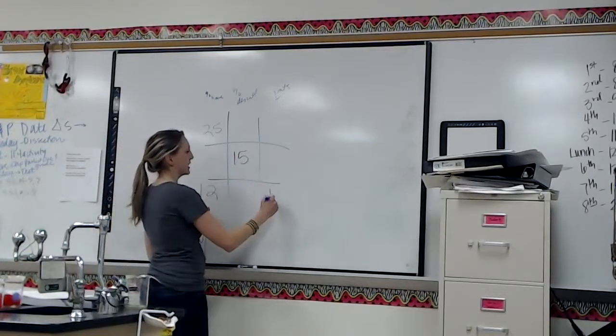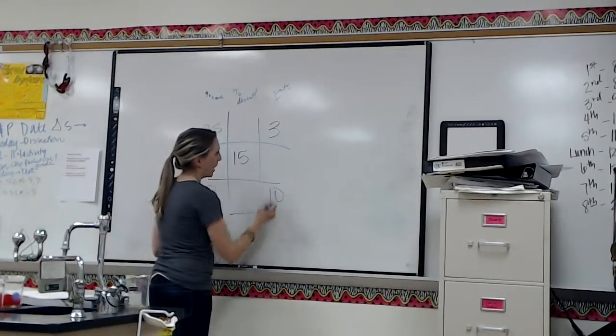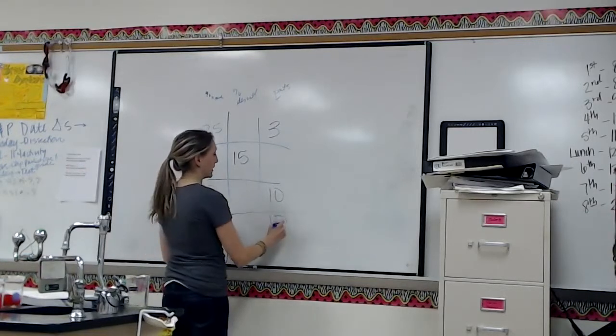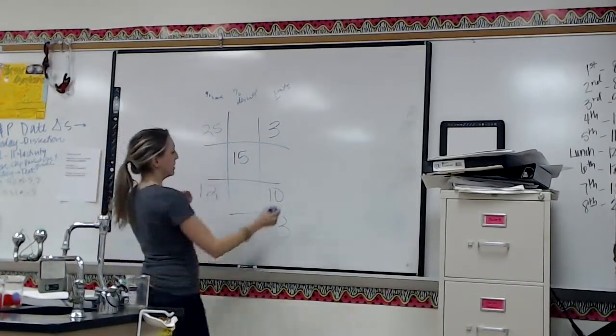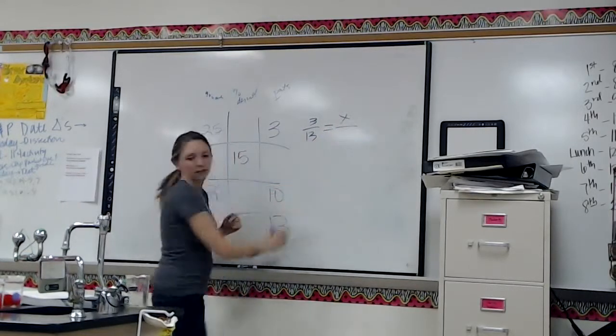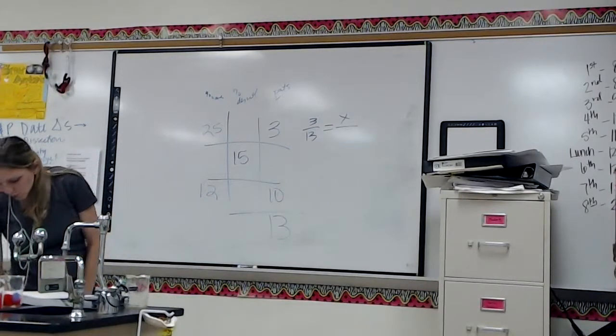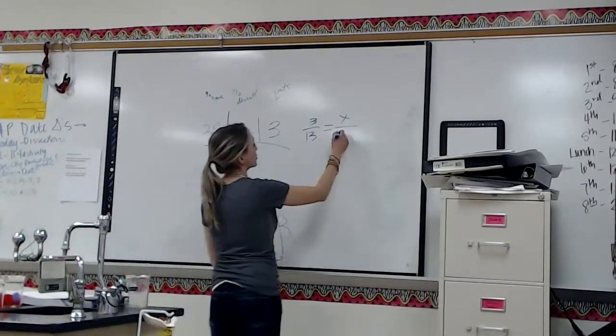25 minus 15 is 10. 15 minus 12 is 3. So I add these up to get my total parts. That's 13. So I know that 3 out of 13 parts equals X out of, how much do we want? We want 20 grams. So X out of 20 grams.